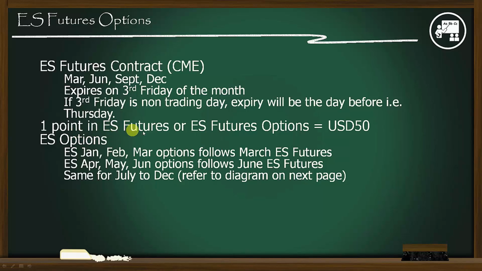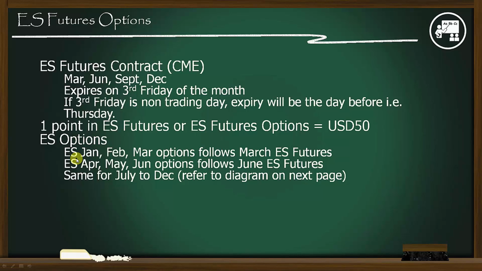1 point in ES futures or ES futures option is $50. And for ES futures option, there are different expiry. They have January to December. Every month there is an ES futures option, and within the month, every week there is a futures option. You have the January 1st week, 2nd week, 3rd week, and 4th week.